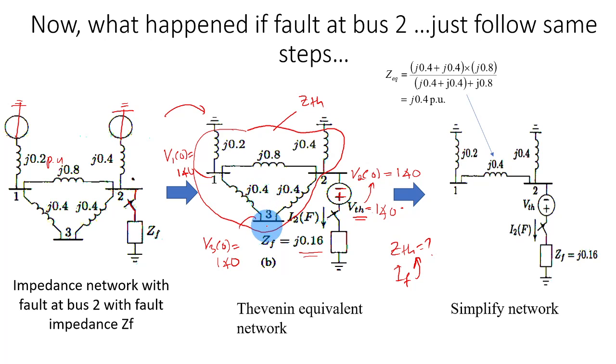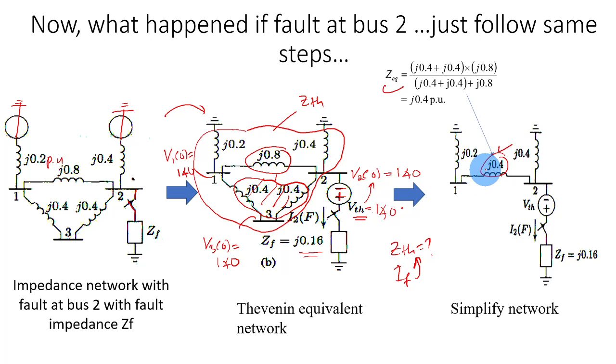In this case, as you can see, bus number 3 is not connected to any network. So you can see that these two impedances are basically in series, and these two together can be combined into one, which is in parallel with 0.8. If you combine this together, it becomes J0.4. The calculation is this one: you parallel J0.8 with J0.4, where J0.4 is the two in series, and you get J0.4 per unit, which is this one here.